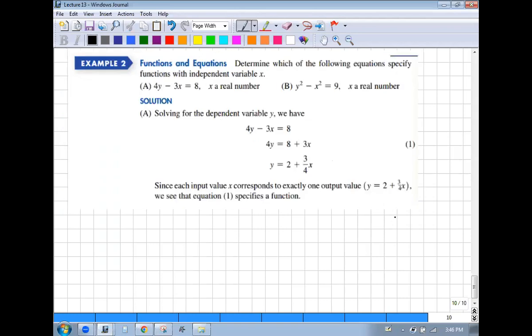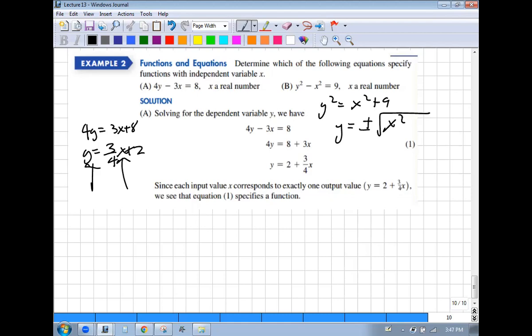Determine which of the following equations specify functions with an independent variable x. This one you totally can get y by itself. We've done that over and over again. So 4y = 3x + 8, so y = 3/4 x + 2. One number in, we're only getting one number back. It's a function. This guy's a little different. If I rewrote this, I would have x squared plus 9, so y would be the positive or negative square root of x squared plus 9.